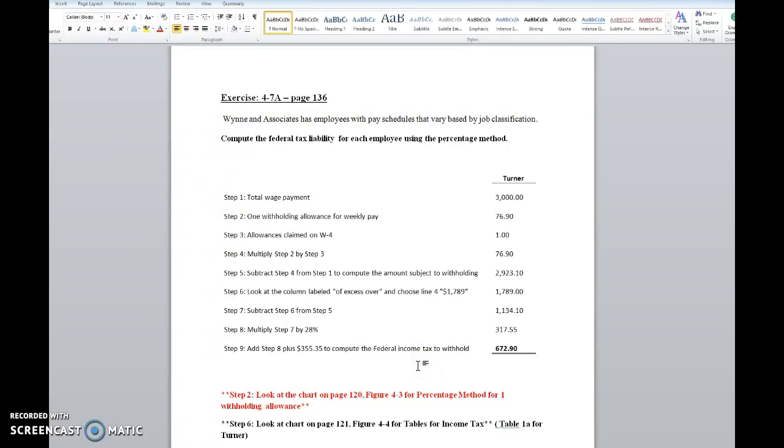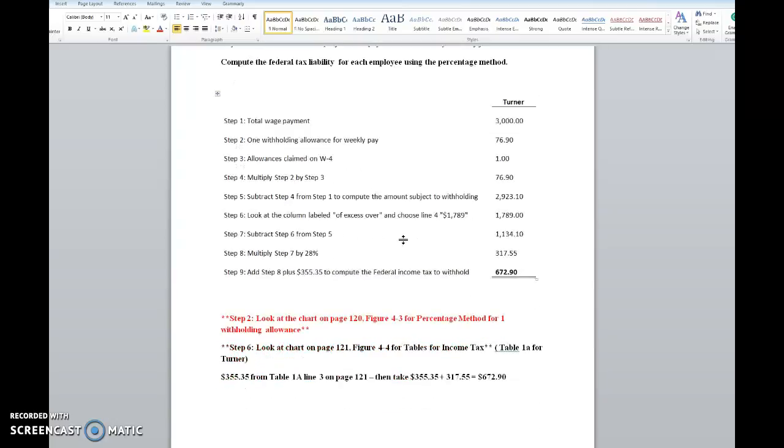So remember, the charts that we are using are on page 120 and 121. And remember to keep in mind, you have to be sure that you understand if it's a single person or a married person when you start computing the percentage method withholdings.